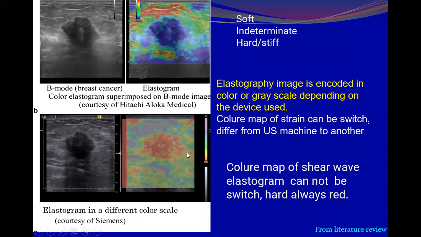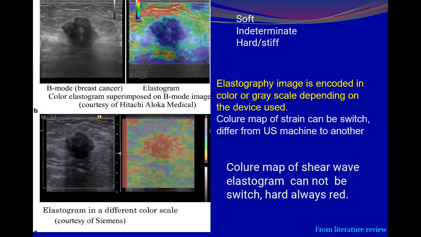What is the difference between the two? In this case, they use blue color. The color map is reversed, they switch the map. If you look here, this is Hitachi and this is Siemens. So the elastography image is encoded in color or grayscale depending on the device used, and we have to be aware of this. They can switch the map between blue and red for hard lesions in strain elastography. However, it cannot be switched for shear wave elastography.